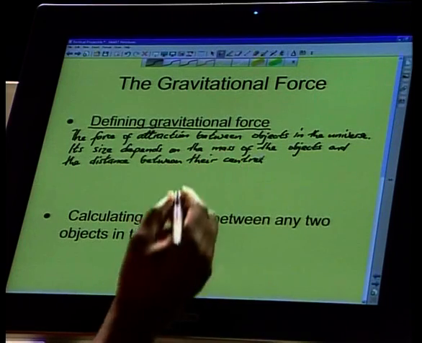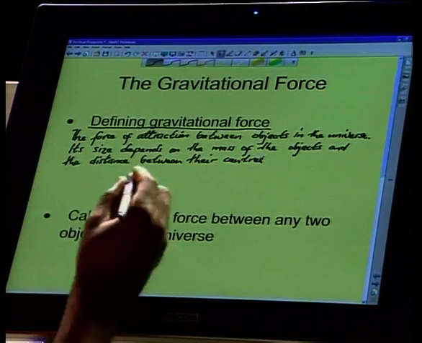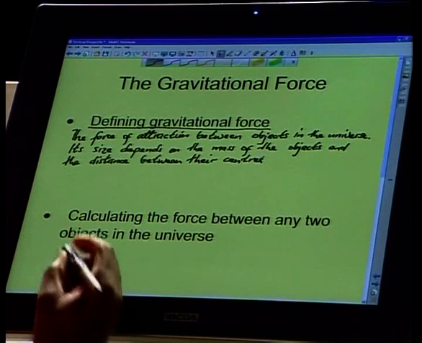Hence, we usually say that the gravitational force is the force of attraction, or the force with which the Earth attracts the objects towards its center. Because the more massive an object is, the more force of attraction it will exert. So the Earth will be exerting a much bigger force of attraction on any object around the Earth.